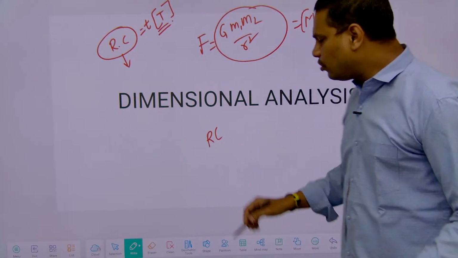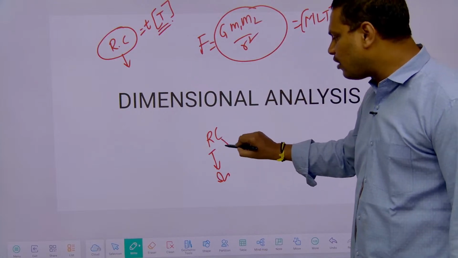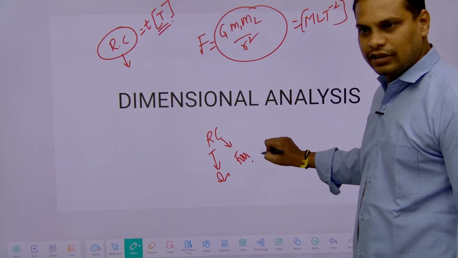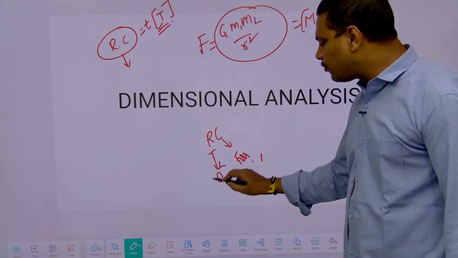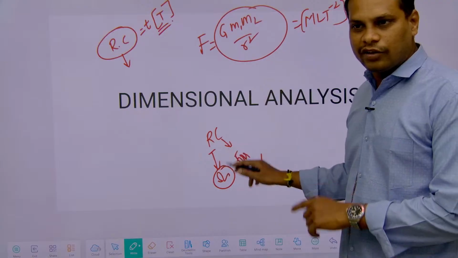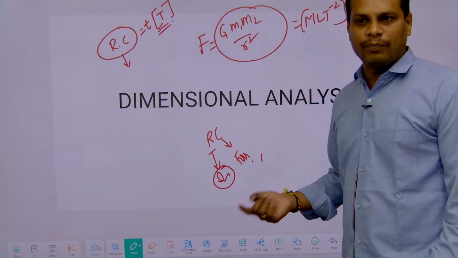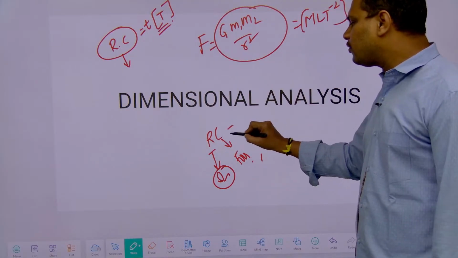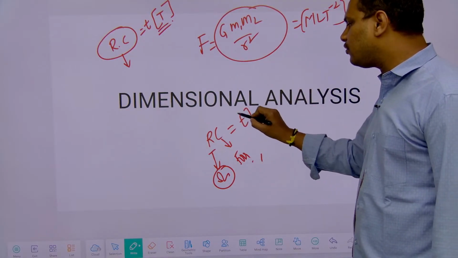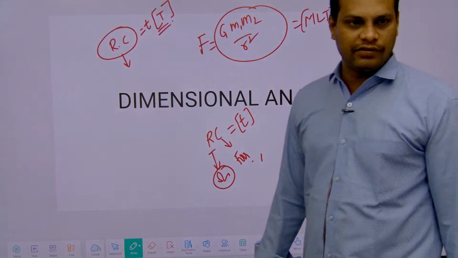So resistance, if you take resistance, the unit is ohm. Capacitance has one more unit, that is called farad. So instead of always writing resistance unit as ohm and capacitance unit as farad, in order to represent the dimensional formula, we can simply represent it with one expression, that is time. Are you clear? So this is the advantage of dimensional analysis.